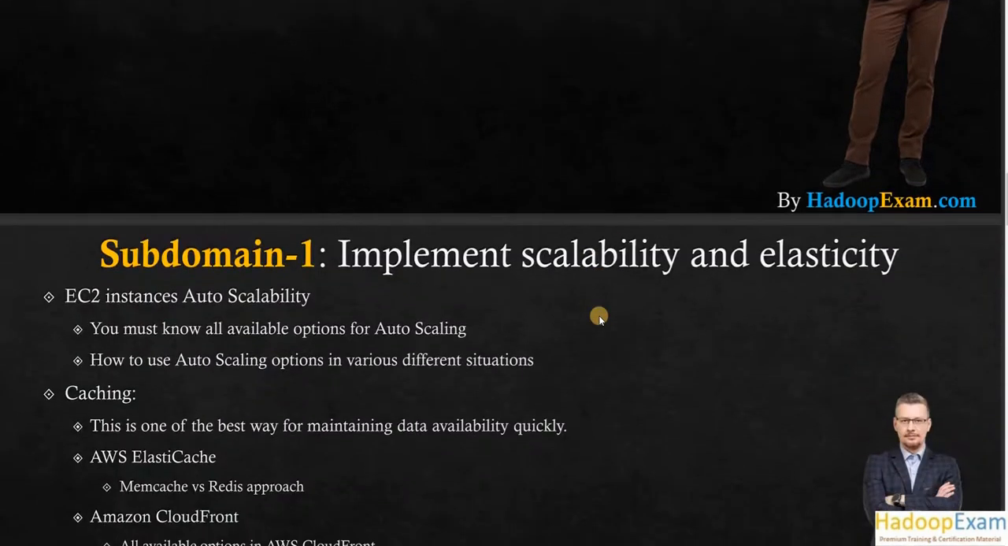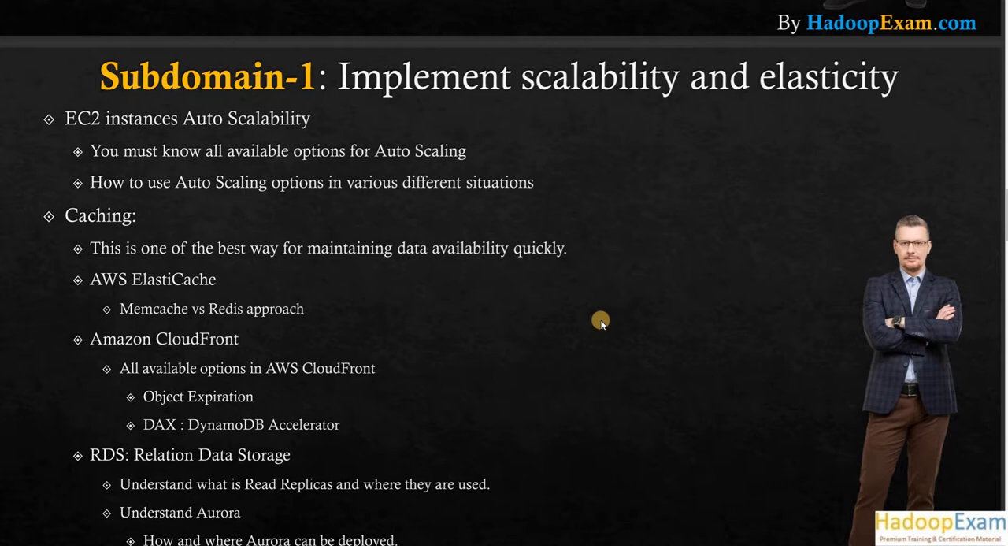So again, in depth about implementing stability and elasticity in these EC2 instances, auto scalability, you must know how this works. How the auto scale option works in different situations. Scale means scale up and scale down, both you should be knowing. Correct. Now, caching is the next part.